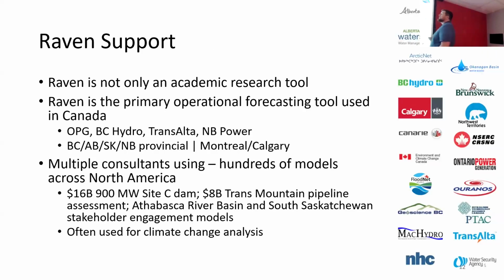Raven is not only academic, it's also the primary operational forecasting tool used across Canada by a number of organizational partners, provinces, and cities. It's also used by a number of consultants across Canada who have deployed hundreds of Raven models across North America, including for some high-profile projects like the $16 billion Site C dam on the Peace River and the $8 billion Trans Mountain Pipeline assessment for hydrologic impacts. And it's also regularly used by consultants for climate change impact analysis.